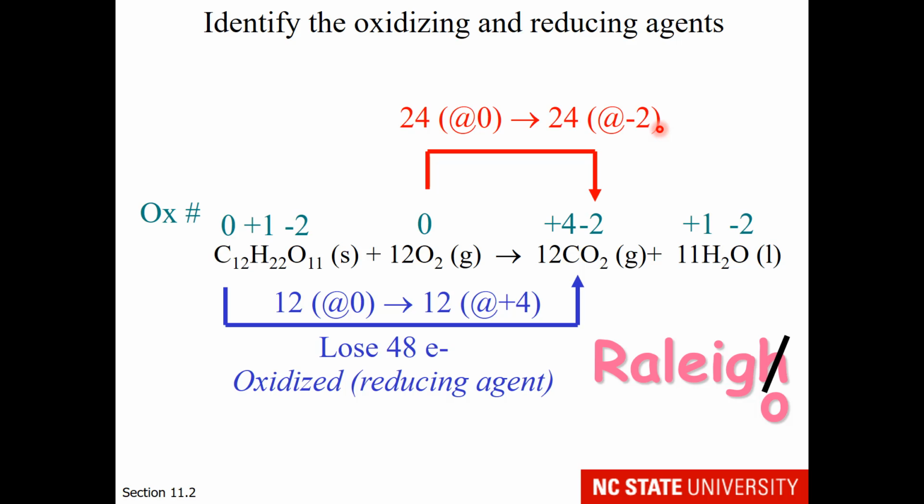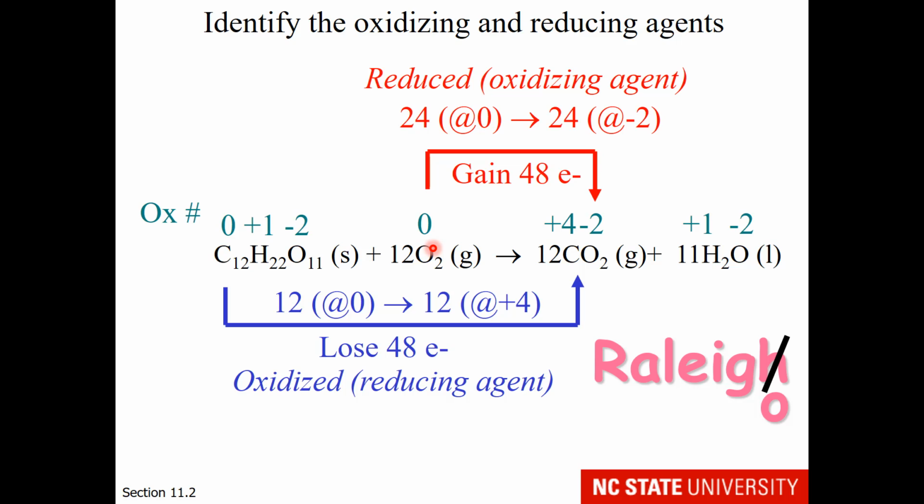So what is happening to that oxygen? Well, its oxidation state has gone down, so I hope you believe that it has gained 48 electrons. Because when oxidation state goes down, we are reduced, and that means gaining electrons.